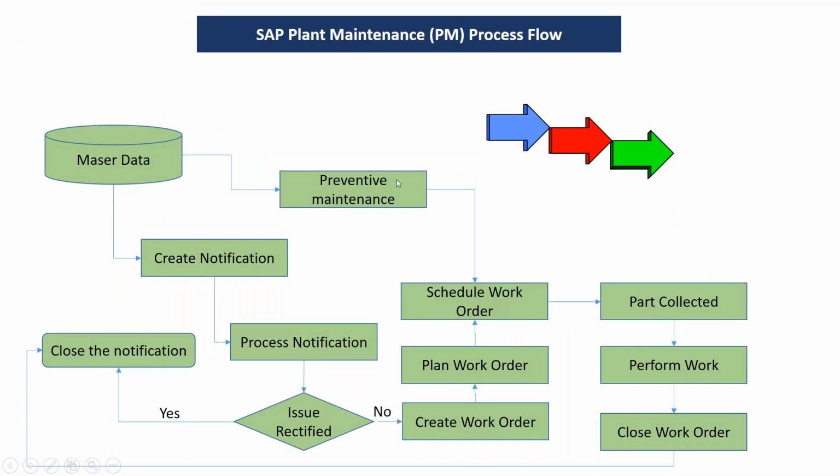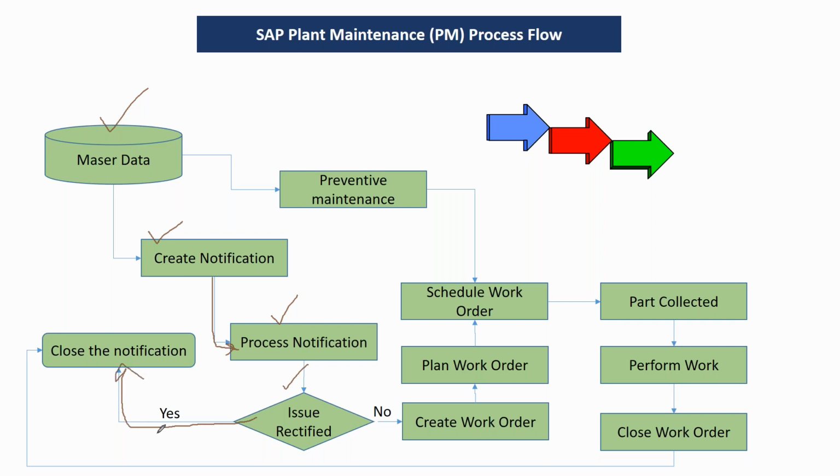Next, let us understand the plant maintenance process flow. You have master data, and when any notification needs to be created, it will go through the process. If the issue can be rectified at the notification stage itself, for example, we don't need any material or any cost to be consumed, then whatever tasks and activities you are performing, you can record in the notification itself, and then you can close this notification.